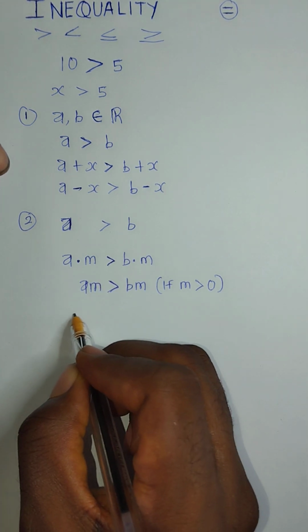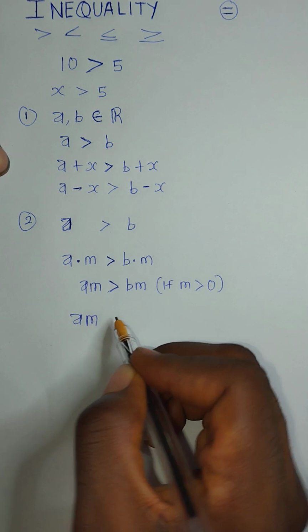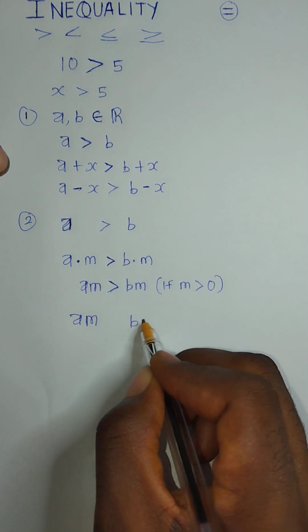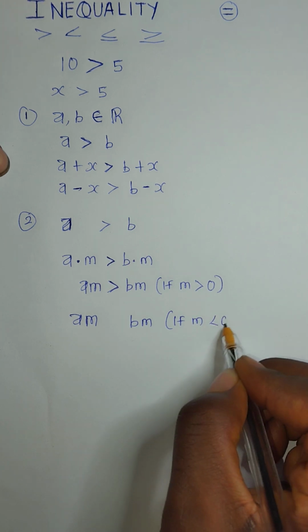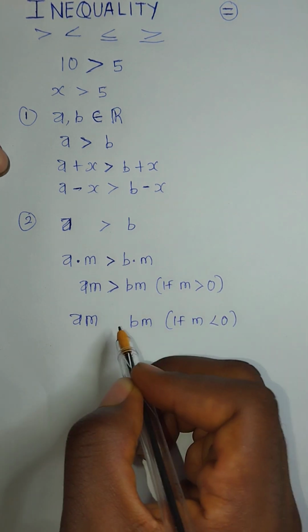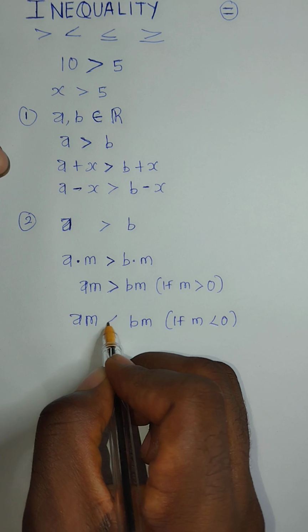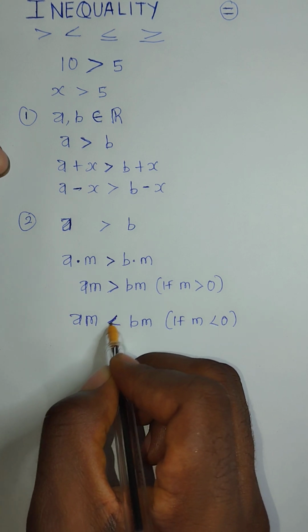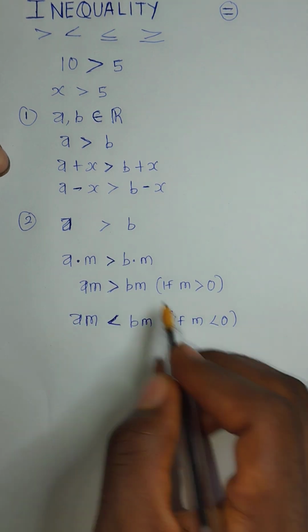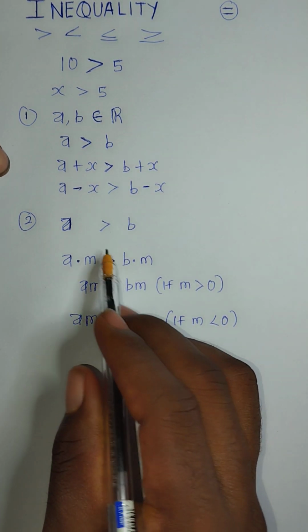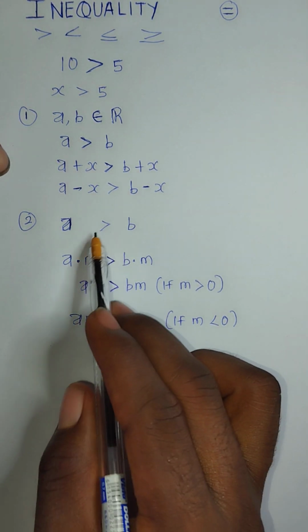Now let's move. What if you're multiplying by a negative number, if m is less than 0? What will happen? Your inequality sign, it is a must for it to change. So take note. Whenever you are multiplying both sides of your inequality by a negative number, your inequality sign will change. Initially, it is greater than we have, right?